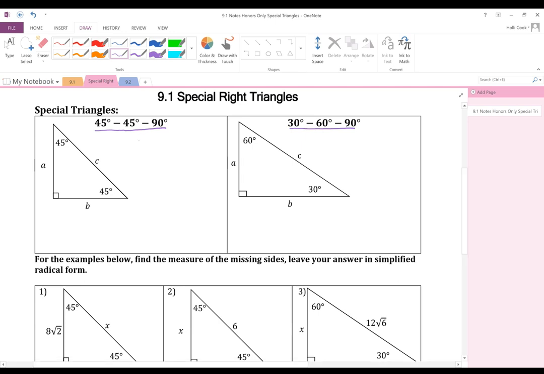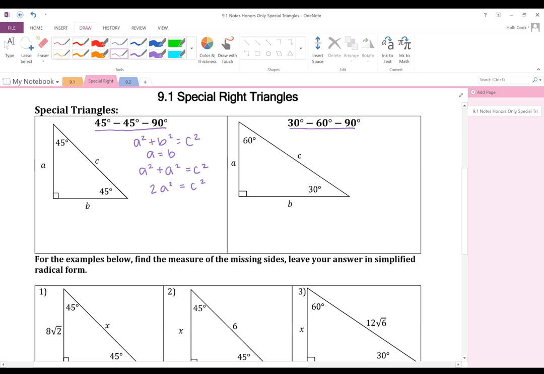If we start with the Pythagorean theorem, a squared plus b squared equals c squared. Well, this triangle right here, this 45, 45, 90, is an isosceles triangle. Since it's an isosceles triangle, that means a is equal to b. They're the same length, so we could replace b squared with a squared because technically it's the same value. And then a squared plus a squared is 2a squared.